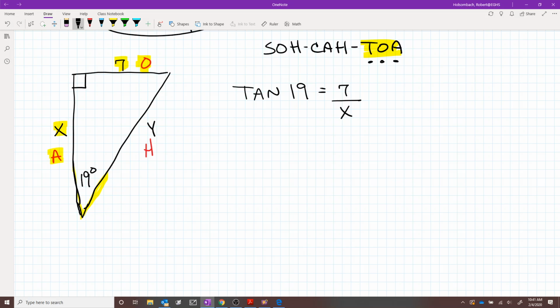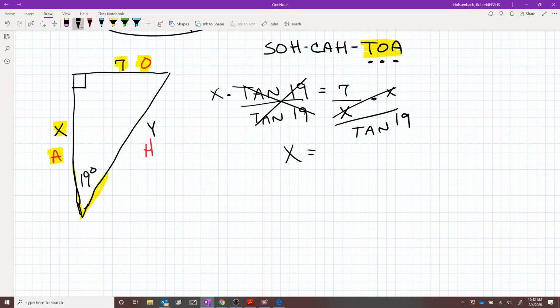Better? Now you just do your math operations to isolate your variable. So you got to multiply both sides by x. These x's cancel. You're going to divide by tan 19 next. The tan 19's cancel. So your x equals 7 divided by tan 19, 20.33.